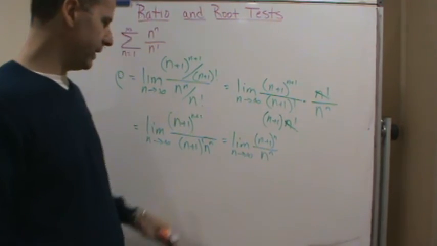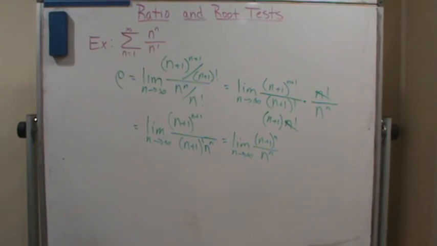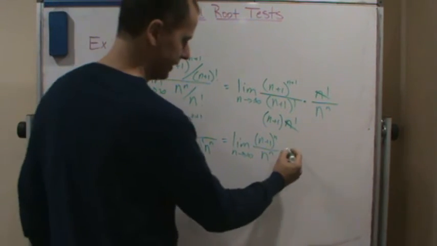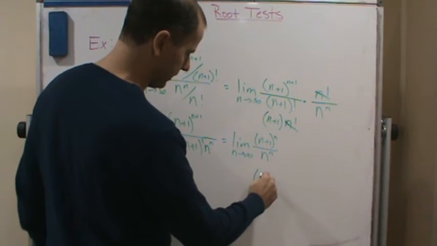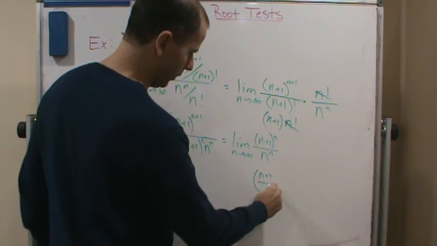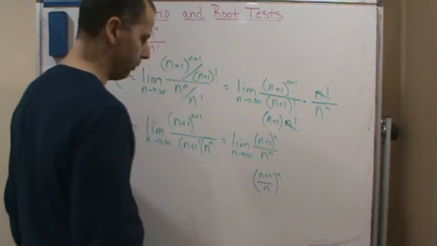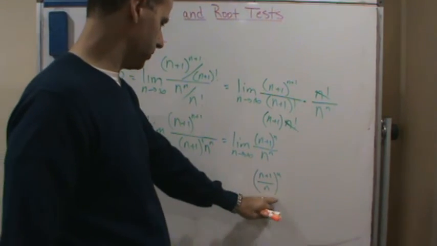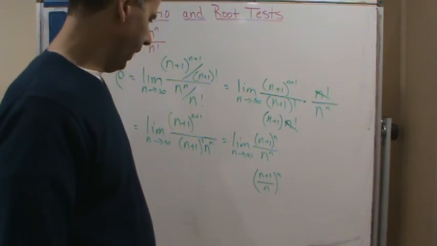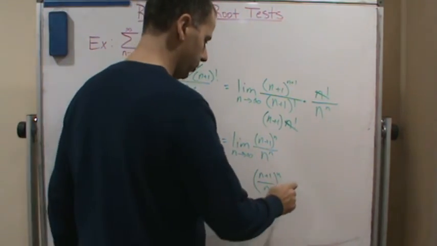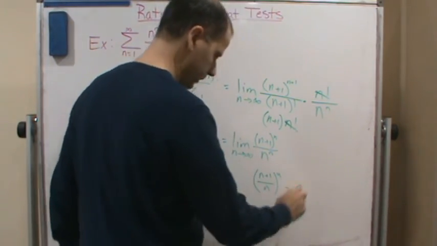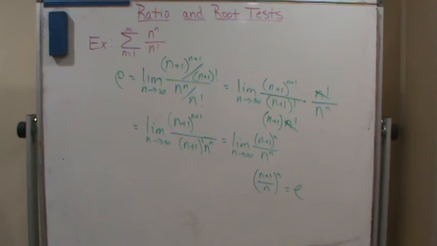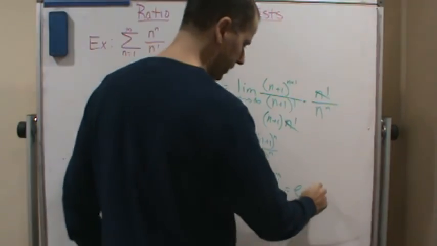Well, where is this thing going as n goes to infinity? Well, this thing is getting huge, right? Because I can write this, just so we can see it a little bit better, as n plus 1 over n to the nth power. Well, where is that thing going? Well, no, I take that back. This is not going to go to infinity. This is actually going to e. But it's larger than 1. Right? e is bigger than 1.